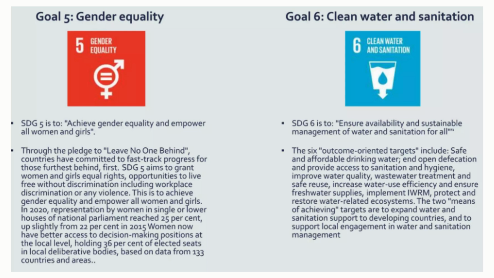Now let's have goal 6, clean water and sanitation. SDG 6 is to ensure availability and sustainable management of water and sanitation for all. The six outcome-oriented targets include safe and affordable drinking water, ending open defecation and providing access to sanitation and hygiene, improving water quality, wastewater treatment, and safe reuse, increasing water use efficiency and ensuring freshwater supplies, implementing IWRM, and protecting and restoring water-related ecosystems.